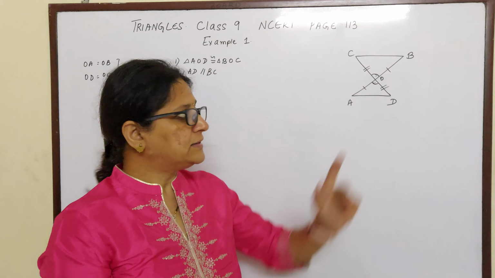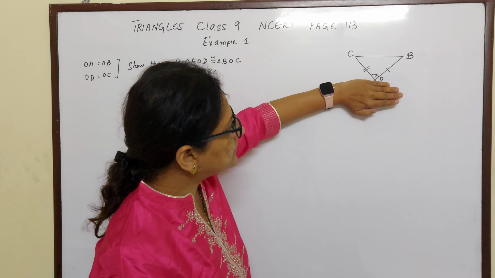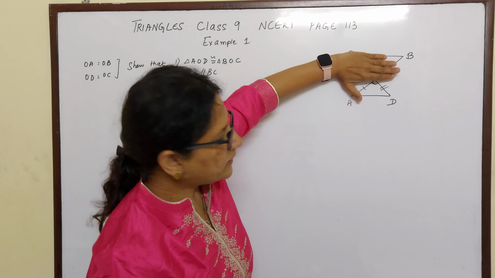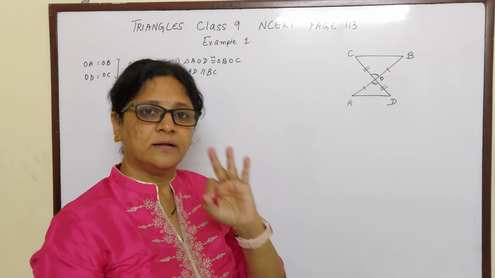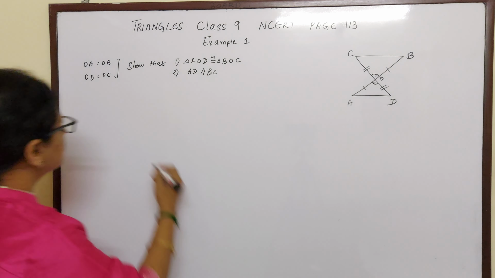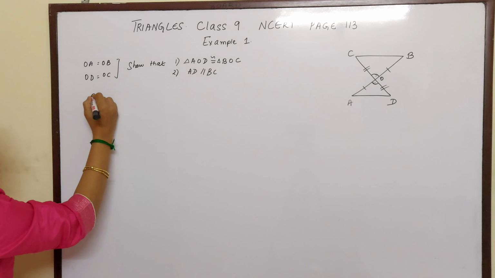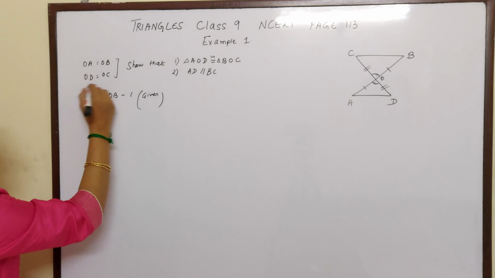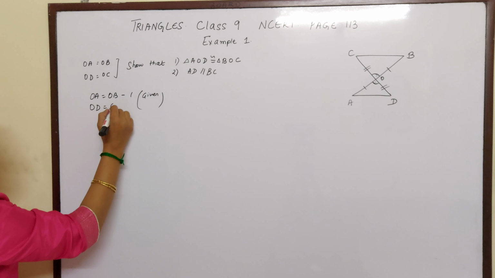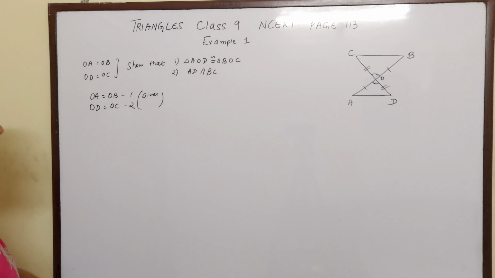So how will we write? To prove that these two triangles are congruent, this triangle is congruent to this triangle, you need 3 points. So our first point is already given. OA is equal to OB. That is our first point. You can write that this is given. Second point, OD is equal to OC. This is also given. So this is your second point.